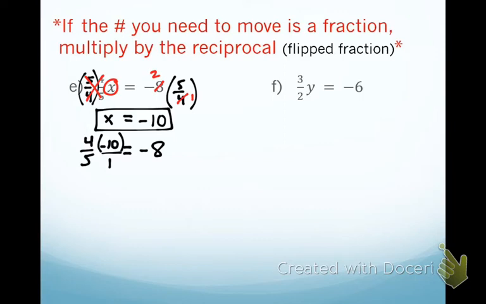Now once again, you can cross-reduce. This becomes a 1, and that will be a negative 2. And on the left-hand side, start with your numerator. We've got 4 times negative 2, which equals negative 8. And negative 8 does equal negative 8. So give yourself a mini check mark.